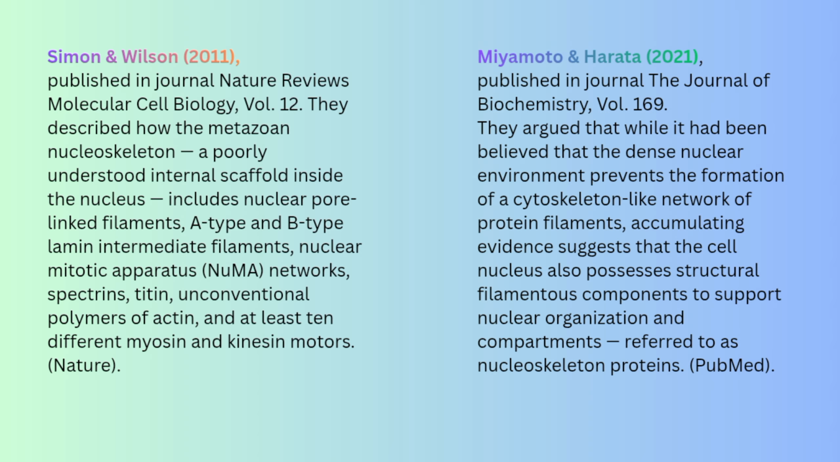They described how the metazoan nucleoskeleton, a poorly understood internal scaffold inside the nucleus, includes nuclear pore-linked filaments, A-type and B-type lamin intermediate filaments, nuclear mitotic apparatus, NuMA, networks, spectrins, titin, unconventional polymers of actin, and at least 10 different myosin and kinesin motors. Miyamoto and Harada 2021, The Journal of Biochemistry, Volume 169.